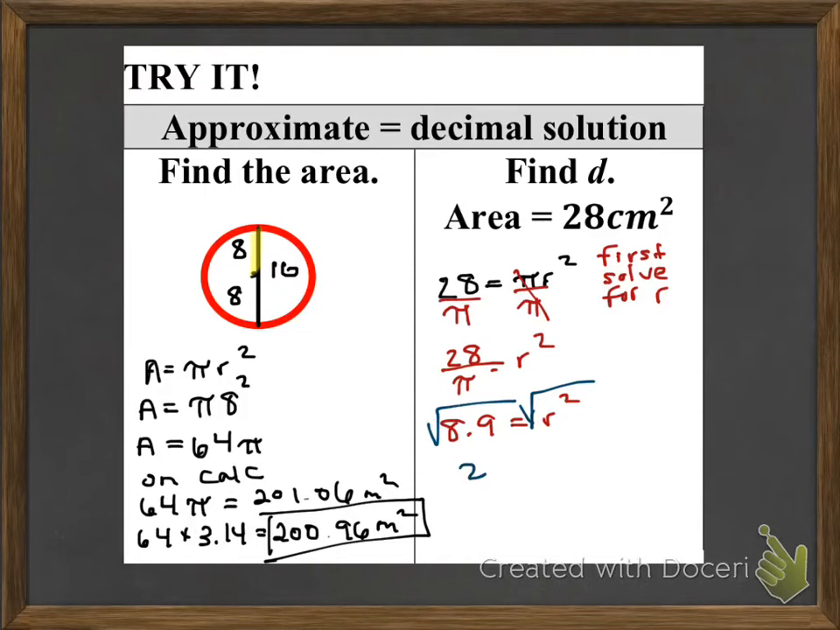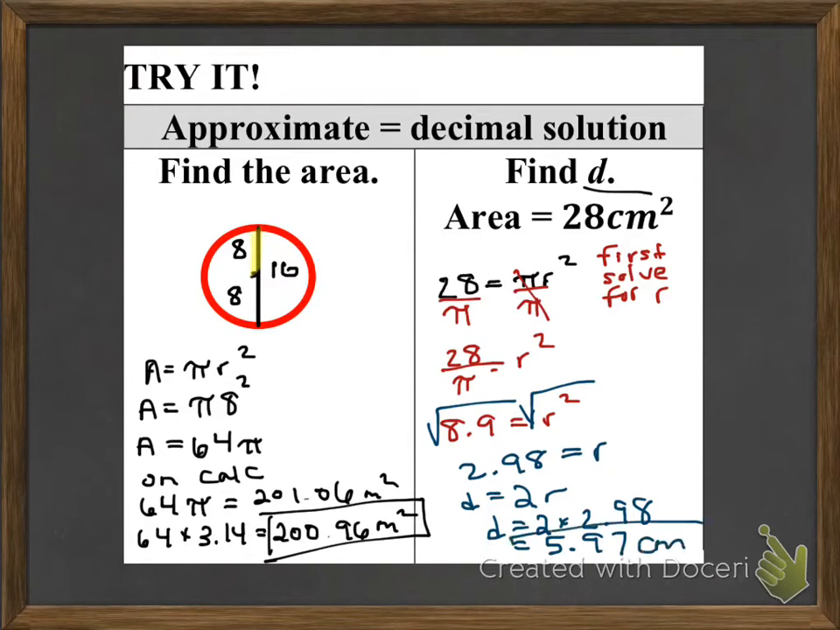Then I have to take the square root of r squared to solve for just r, because I'm not solving for r squared here, I'm solving for r. So I have to take the square root of 8.9 and the square root of r squared. I get r equals 2.98. Now remember, we're actually solving for diameter, so I have to multiply the radius by 2 to get to the diameter, and my final answer becomes 5.97 centimeters.